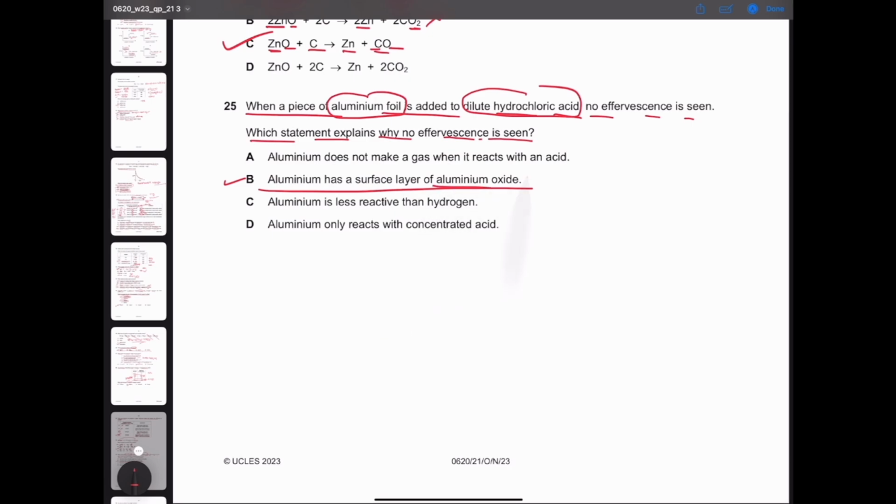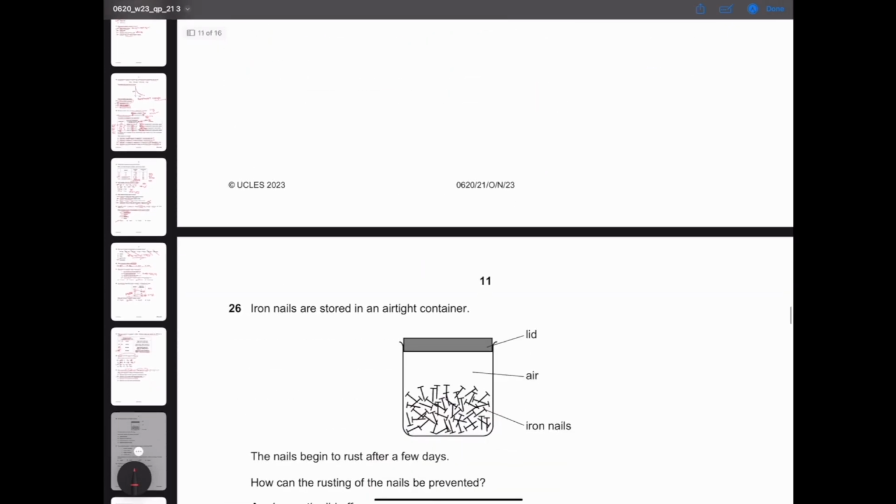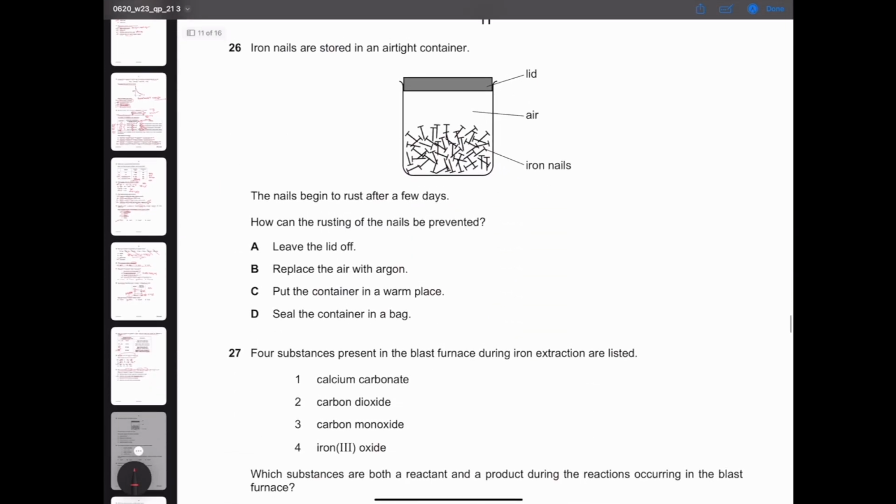All right. Now, question number 26. Iron nails are stored in an airtight container. See, the nails begin to rust after a few days. For rusting, we simply need water and we need oxygen, right? How can the rusting of the nails be prevented? See, water is clearly not present here and air is present here. We need water, and water can be in the form of moisture as well. From air, you can also get a little bit of water.